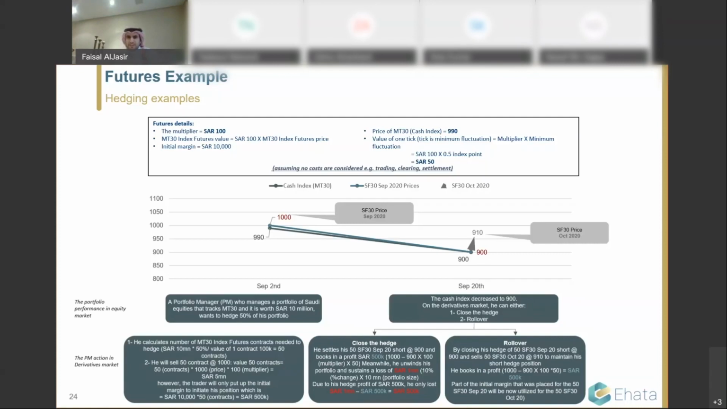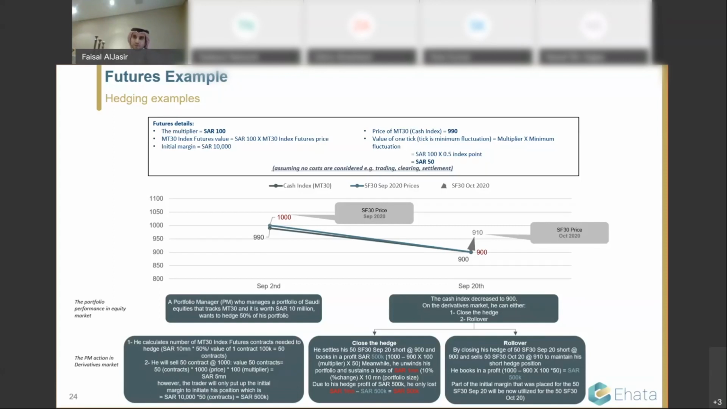That's if he decided to close the hedge. He would have two choices: he'd either close the hedge or roll over. When we say roll over, it means basically closing this position and entering into a new position. He will push it forward, further into the future. But in order to take it further into the future, you need to settle the current one and then take it further.